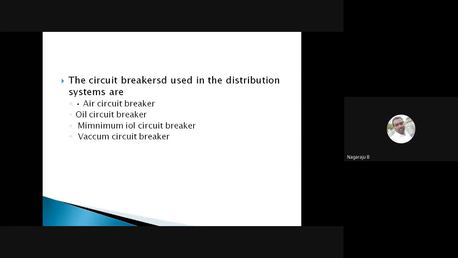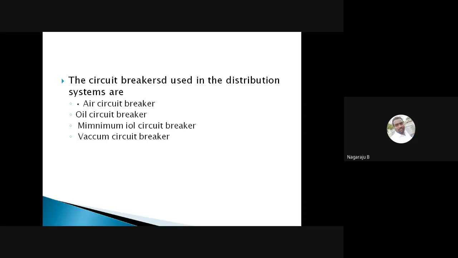This is for the distribution system circuit breakers. In general, for low voltage application purposes, we have a special type of circuit breaker, the molded case circuit breaker. In general, we will use air blast circuit breaker, and circuit breakers are controlled automatically.